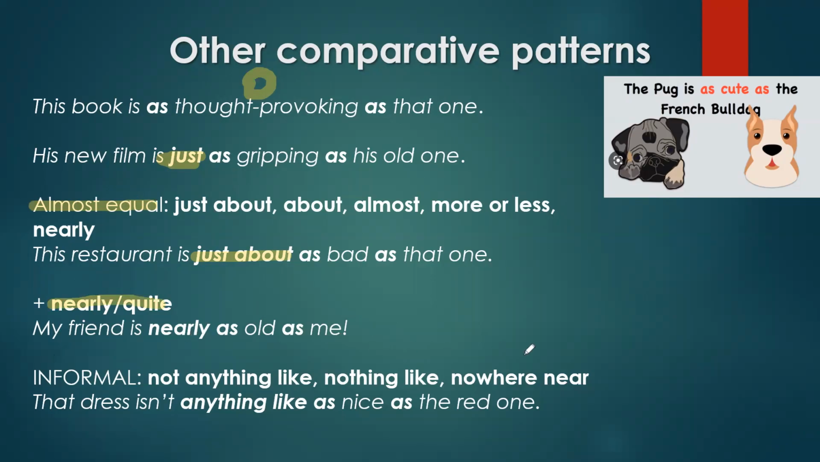Pay attention, these are informal variants, but still you can learn them and start using them. We use the following constructions. That dress isn't anything like as nice as the red one. Not anything like, nothing like, nowhere near. So here we use these constructions. When we compare two things, the dress isn't anything like as nice as the red one, but that is an informal sentence.